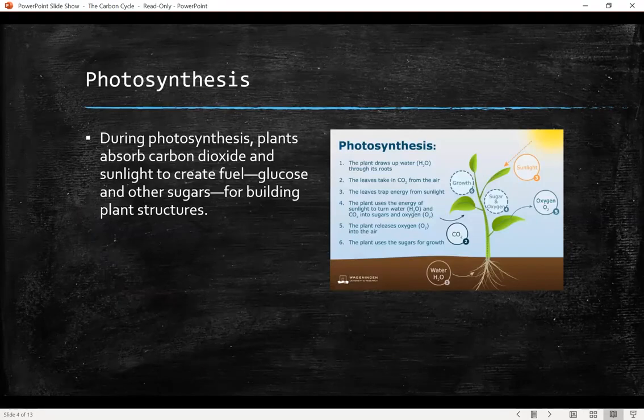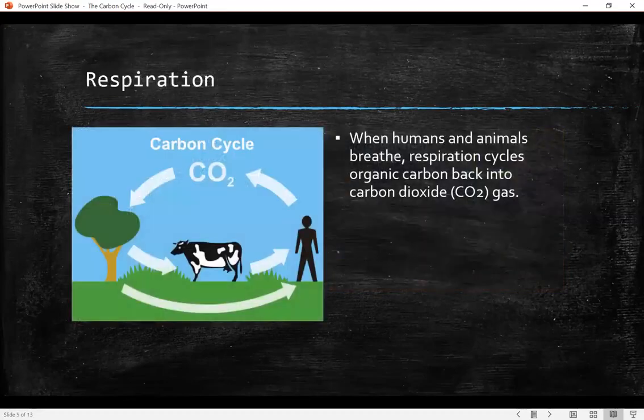During photosynthesis, plants absorb carbon dioxide and sunlight to create fuel, glucose, and other sugars for building plant structures. The next one is respiration. When humans and animals breathe, respiration cycles organic carbon back into carbon dioxide, CO2 gas.